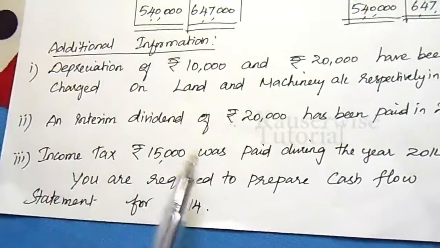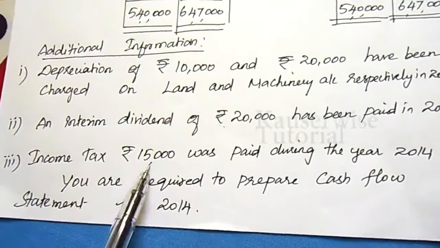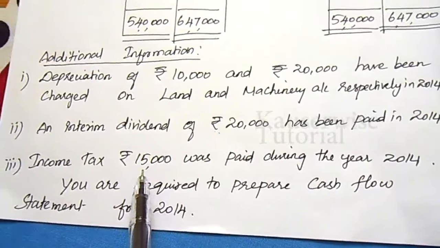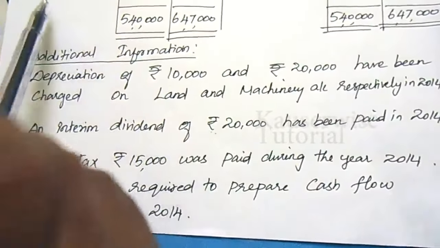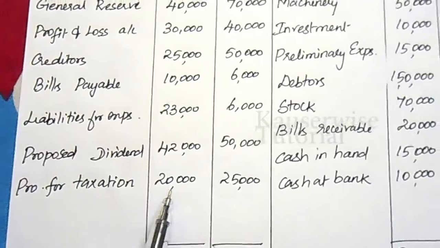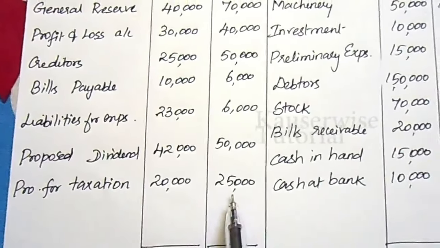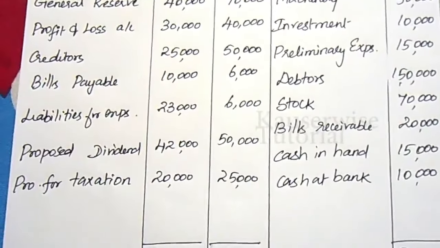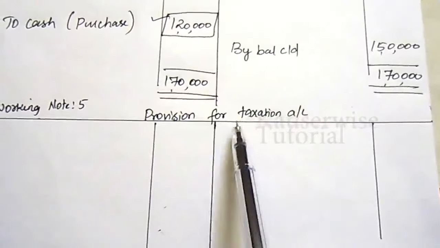Good, the next adjustment here. Income tax 15,000 was paid during the year. So we have opening and closing balance for taxation, no? Look at the liability side. Provision for taxation, opening balance 20,000, closing balance 25,000. Now we have to prepare a separate ledger for this transaction. Provision for taxation account, it is a liability, no?